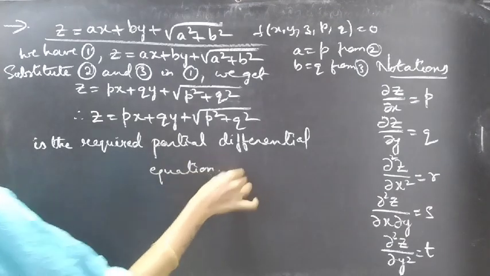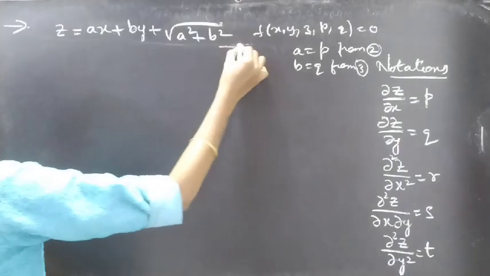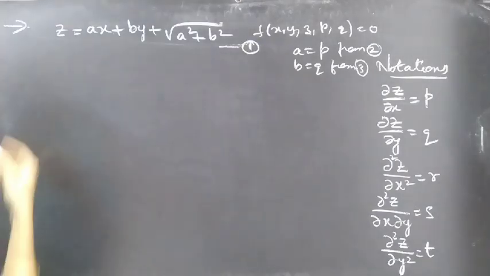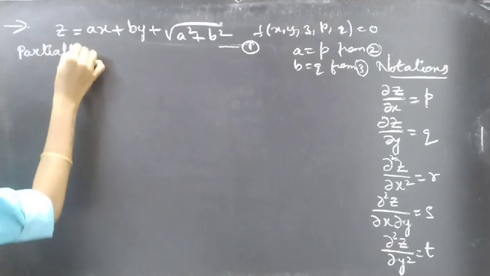So this completes the problem. Now let's see how to find the partial derivative of 1 with respect to x and y in a detailed way. So we have considered this as equation 1, right? Now let's partially differentiate 1 with respect to x.